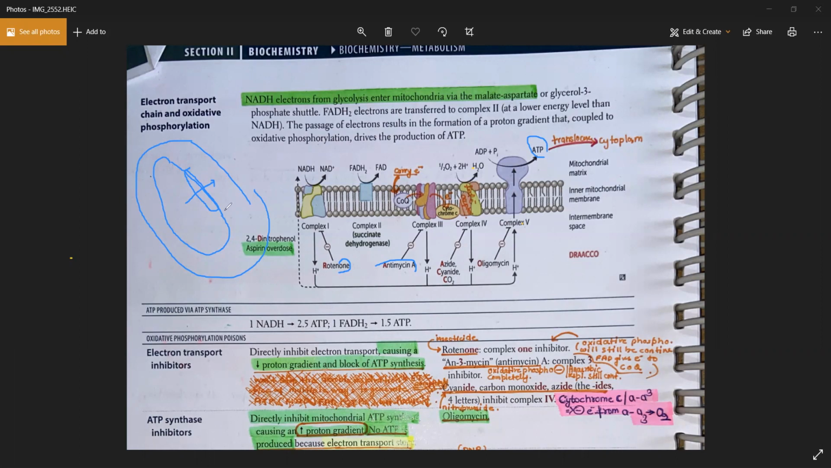And you should remember about 2 drugs, which are 2,4-dinitrophenol and aspirin overdose. What they will do, they will make this membrane very porous, so that hydrogen can be easily leaked out. So now you require more NADH, you require more oxygen to generate the same level of gradient because the hydrogen is getting leaked out. So what you are getting is a waste of energy.